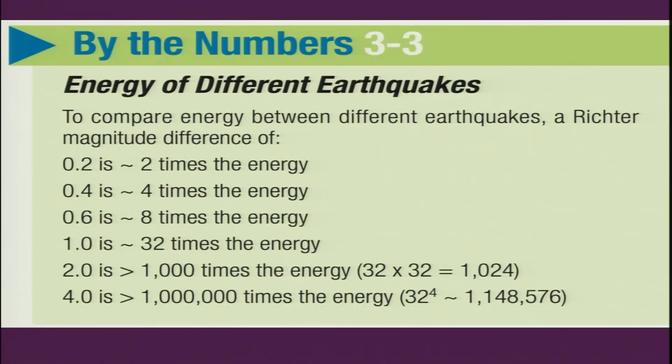So by the numbers, to compare energy between different earthquakes, a Richter magnitude difference of 2, 4, 6, 1, and so on, if you go, then you will be able to understand how much energy will be required. For example, if you have a 2 magnitude difference, then the energy is around 1,000 times the energy of this one, and then with a 4 magnitude difference, it increases by this amount. Okay.